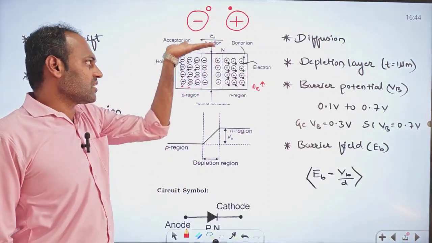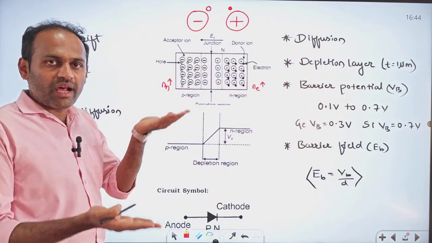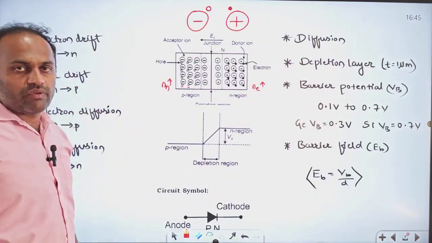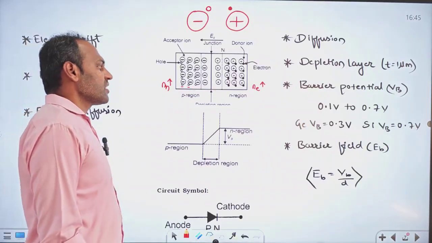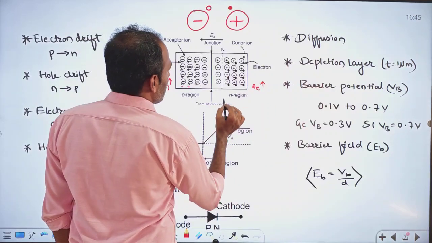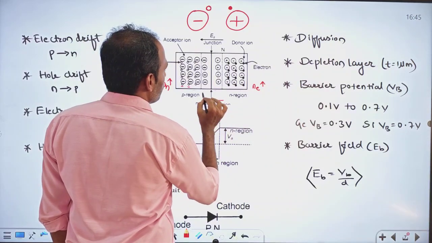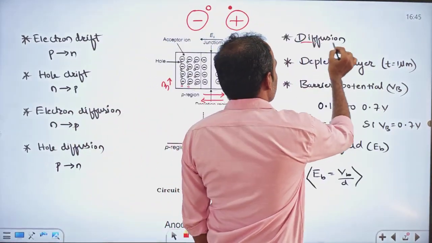ಇಲ್ಲಿ electrons ಜಾಸ್ತಿ ಅದಾವ, ಇಲ್ಲಿ ಕಮ್ಮಿ ಅದಾವ. ಇಲ್ಲಿ holes ಜಾಸ್ತಿ ಅದಾವ, ಇಲ್ಲಿ ಕಮ್ಮಿ ಅದಾವ. So there is an imbalance of the electrons as well as holes. That is called concentration gradient. And because of that concentration gradient, what happens? The electrons will move from N region to P region and holes will move from P region to N region. That is called diffusion. ಅದಕ್ಕೆ diffusion ಅಂತ ಕರೀತಾರೆ, right?